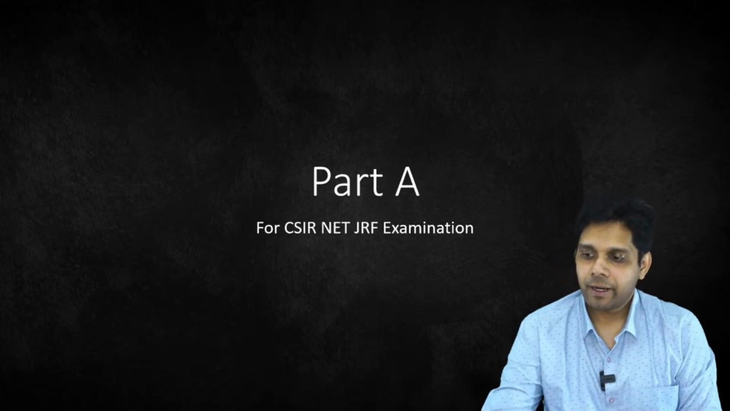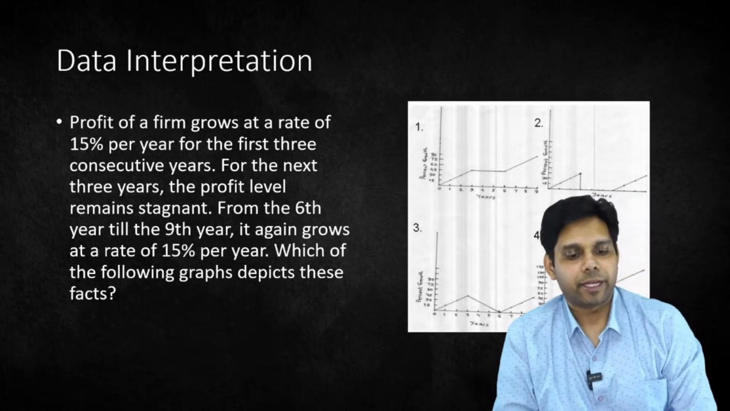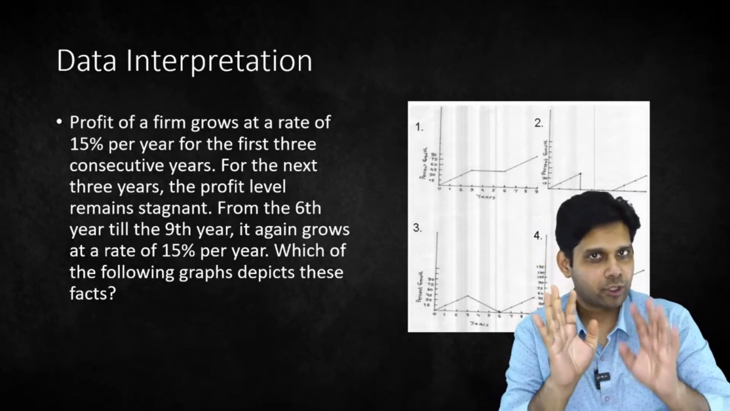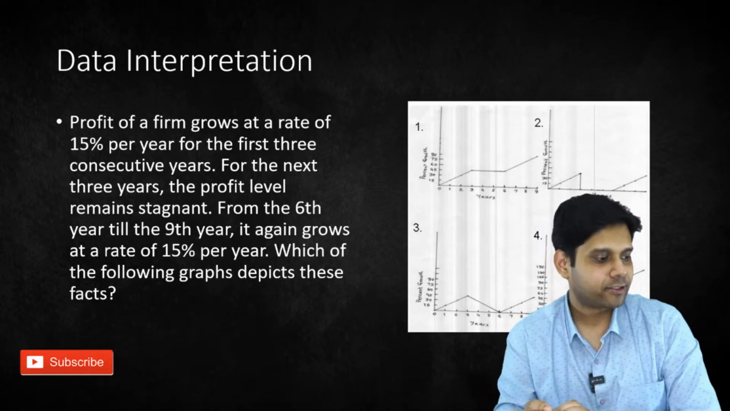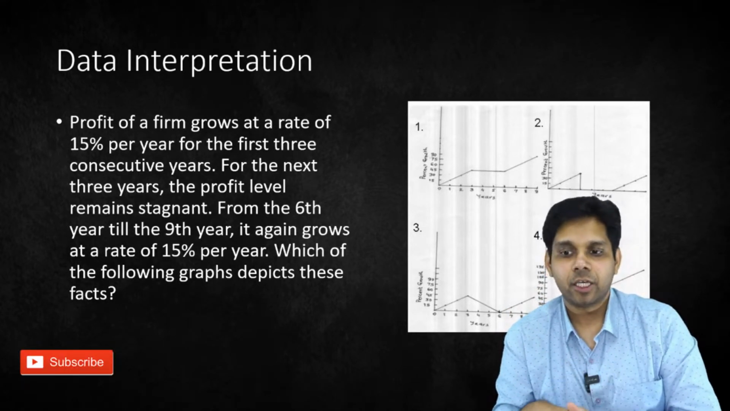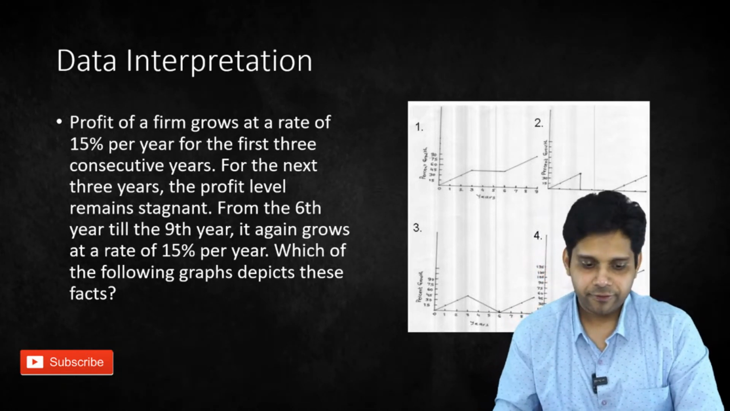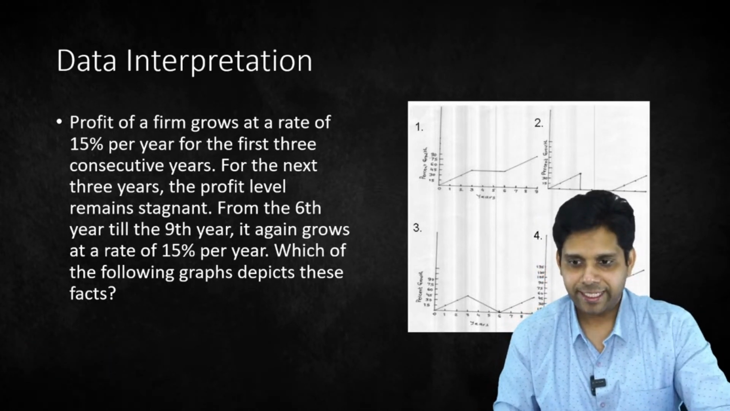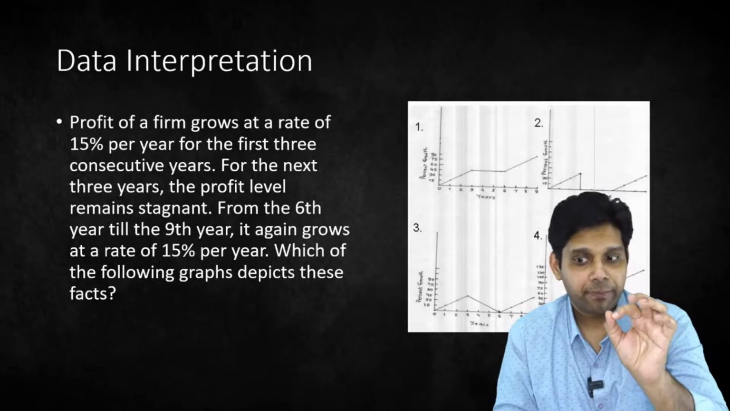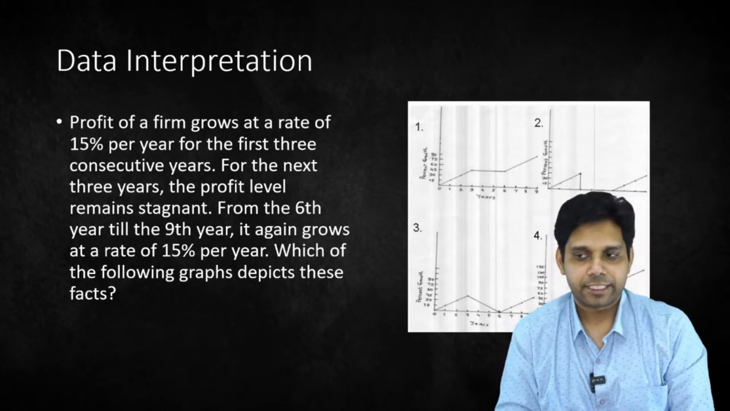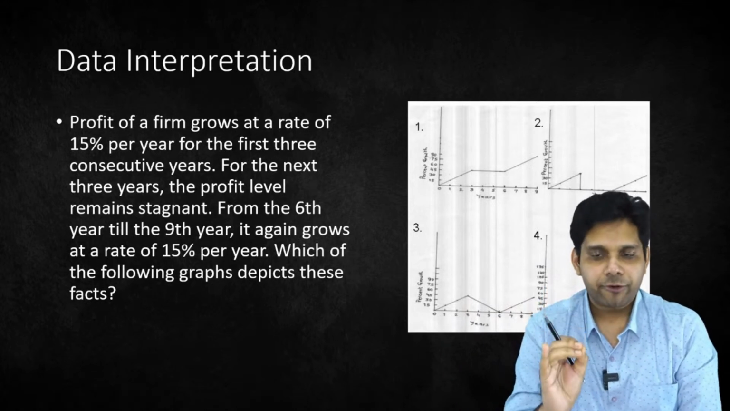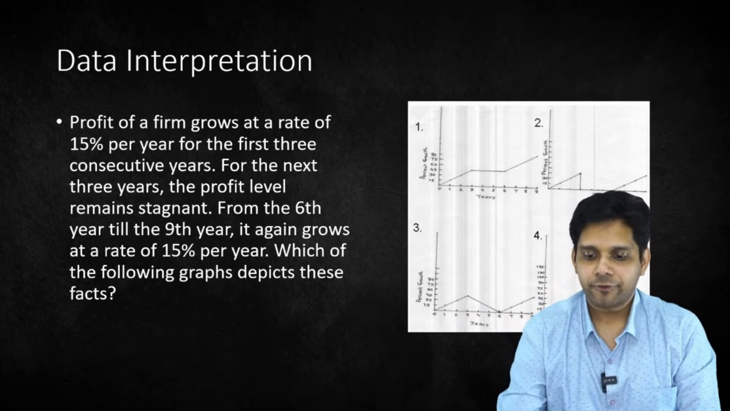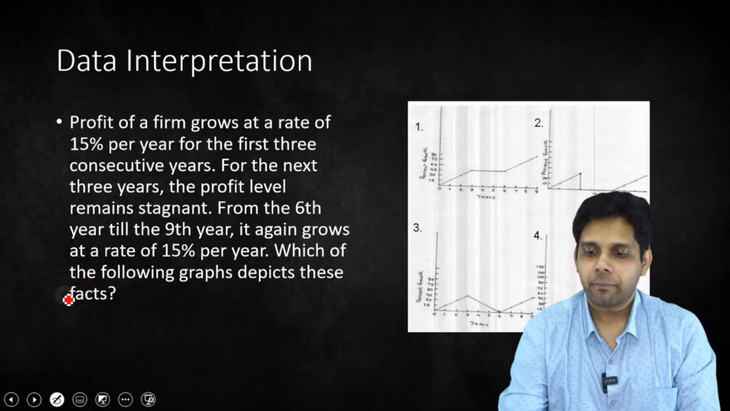So now let us start with part A. What do we see in part A? Data interpretation. Right now, I don't want you to solve this question. I want you to read the question. Please read. Profit of a firm grows at a rate of 15% per year. Side by side, there is a graph. Don't look at the graph. Look at the question. Profit of a firm grows at the rate of 15% per year.